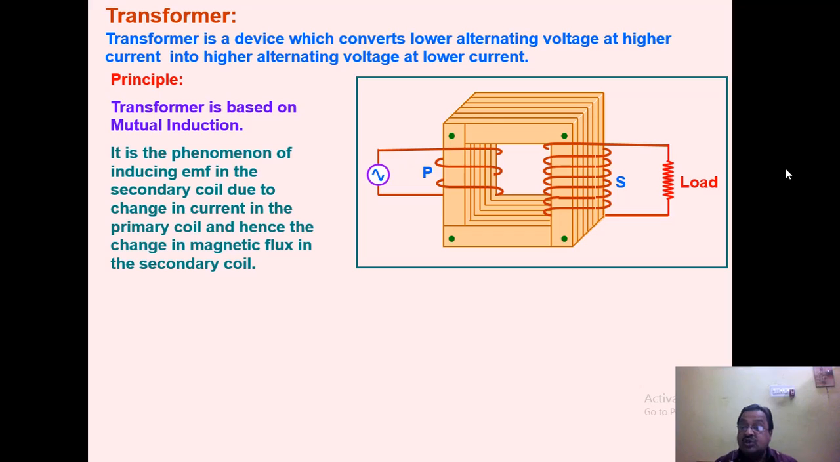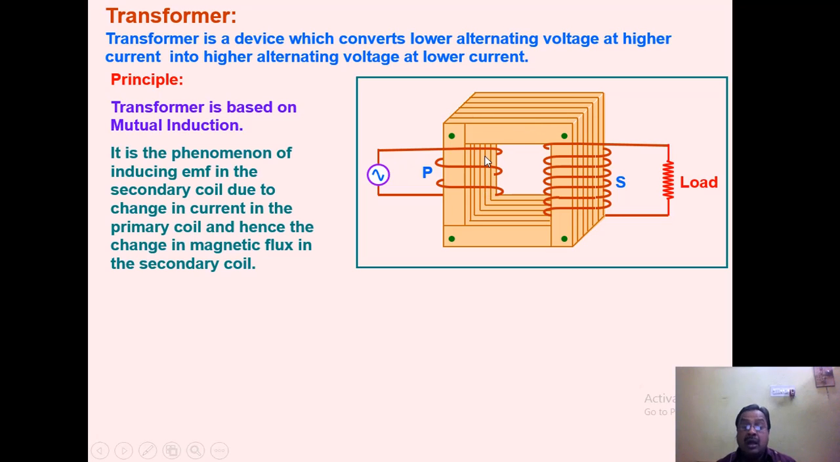And what is its construction? What are the different components of a transformer? Here you see, this is the schematic figure, the diagram of a transformer. It consists of two coils. One is named as primary P, the other is named as secondary S, and both the coils are wound over a soft iron core.